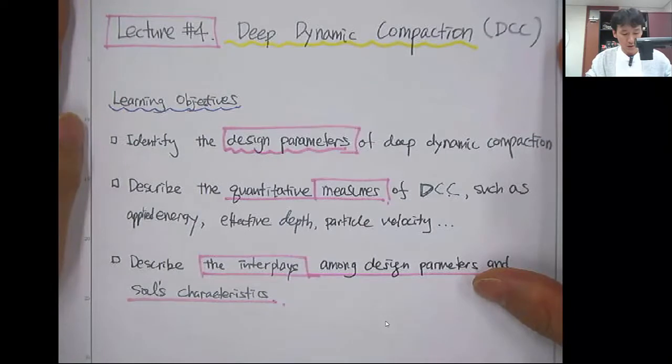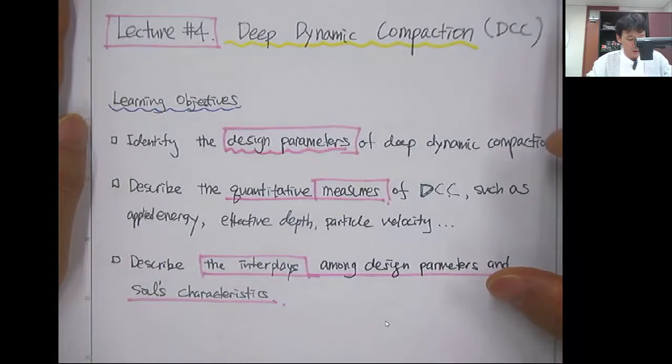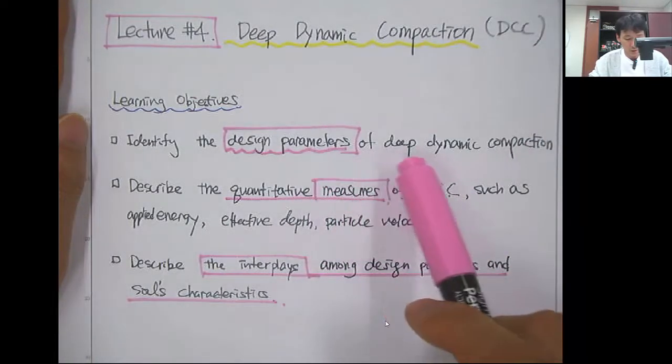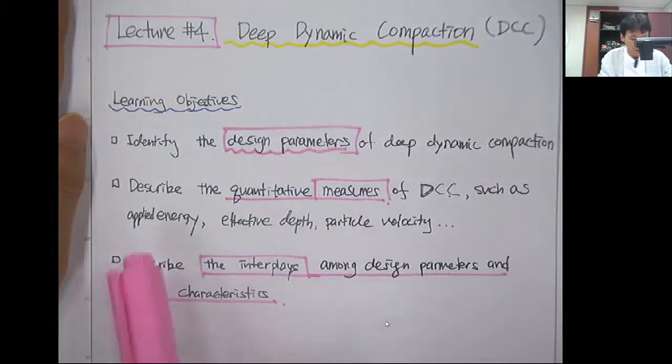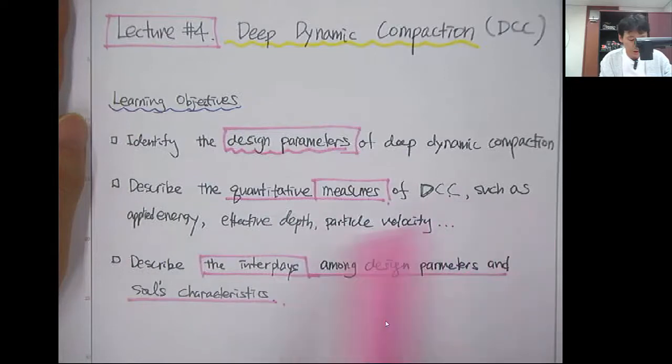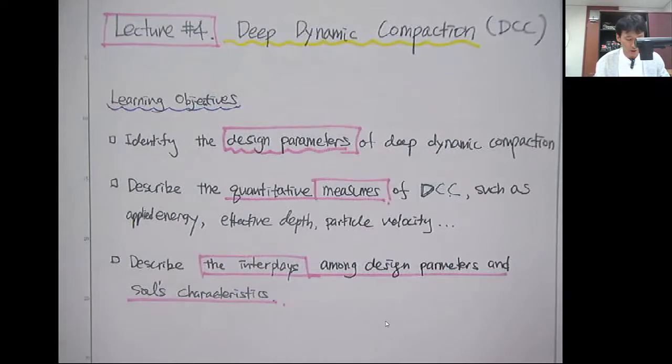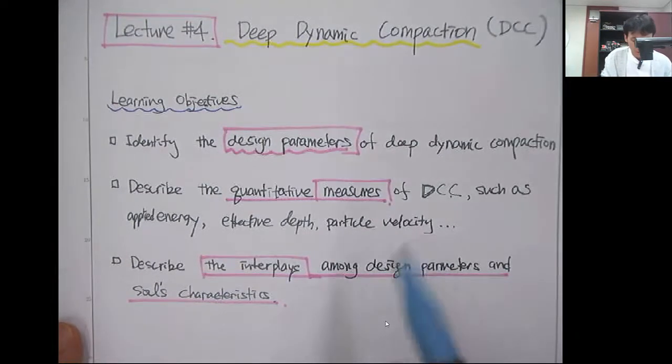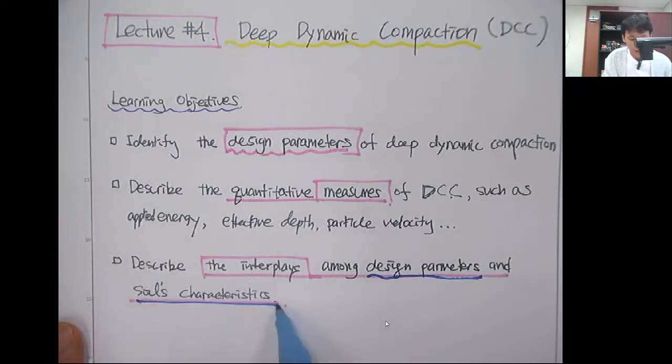The lecture number 4, Deep Dynamic Compaction. Throughout this class, we're going to talk about the mechanical modification methods for deep soil, and we'll talk about how to identify the design parameters of deep dynamic compaction, and we'll learn to describe the quantitative measures of deep dynamic compaction, such as applied energy, effective depths and particle velocity, and to describe the interplays among these design parameters and the soil characteristics.